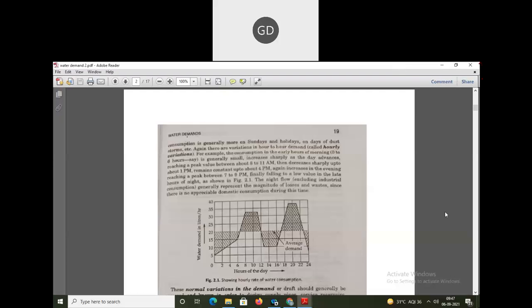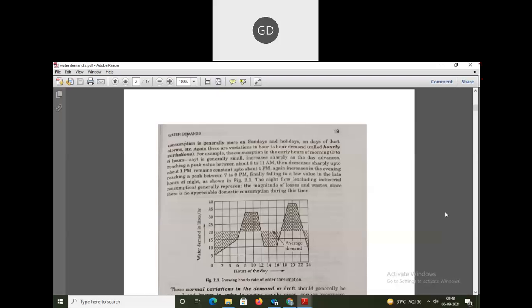So, what I was telling was that during some holidays or during a Sunday, people are staying in their homes. So on that particular day, people are using the water more frequently. So it is being used more.